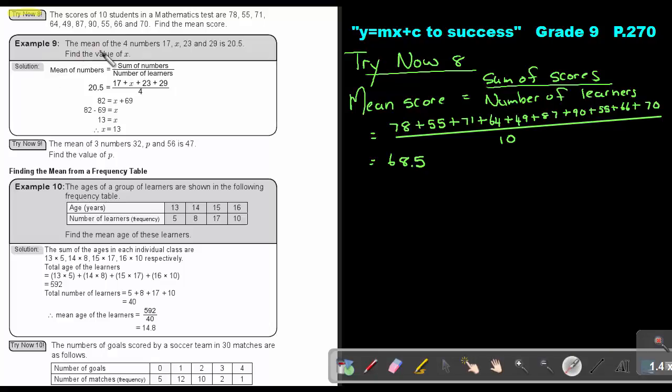Example 9. The mean of the four numbers 17, x, and so on, is given. Find the value of x. They say the mean of the four numbers is given. So remember, that is the mean, and there are four numbers. So we start with the same formula, but now we substitute in the place of the mean 20.5. And then we write the numbers.